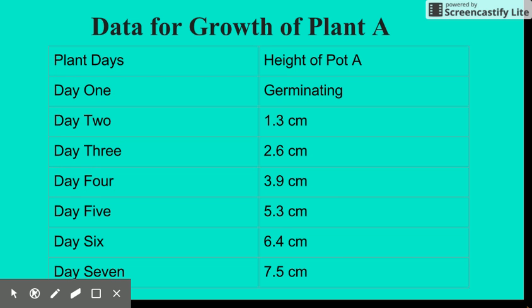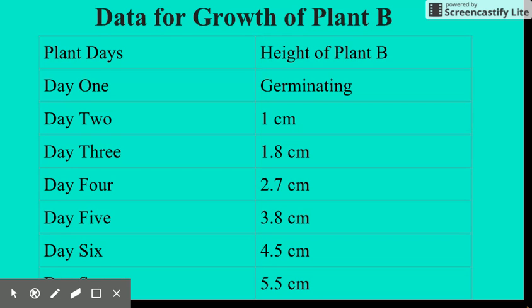Here's my data after 1 week. In day 1, the plant is germinating. Day 2, it grew 1.3 centimeters. Day 3, it grew 2.6 centimeters. Day 4 was 3.9 centimeters. Day 5 was 5.3 centimeters. Day 6 was 6.4 centimeters. Day 7 was 7.5 centimeters.